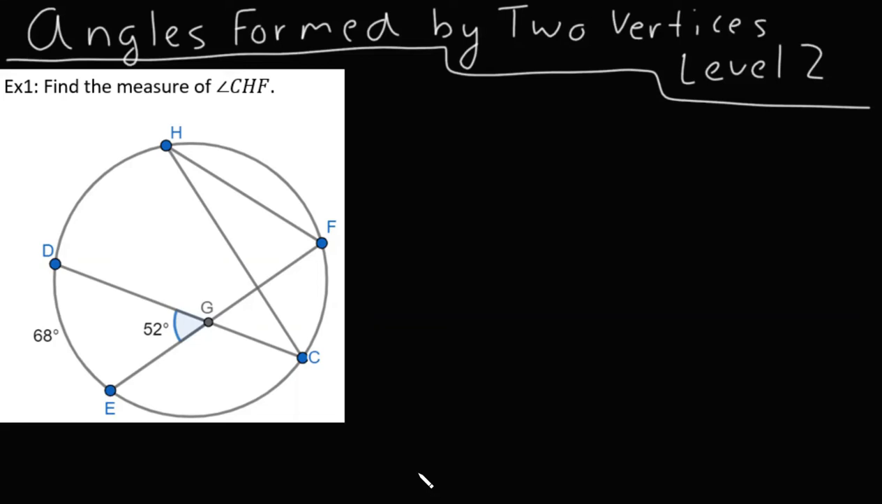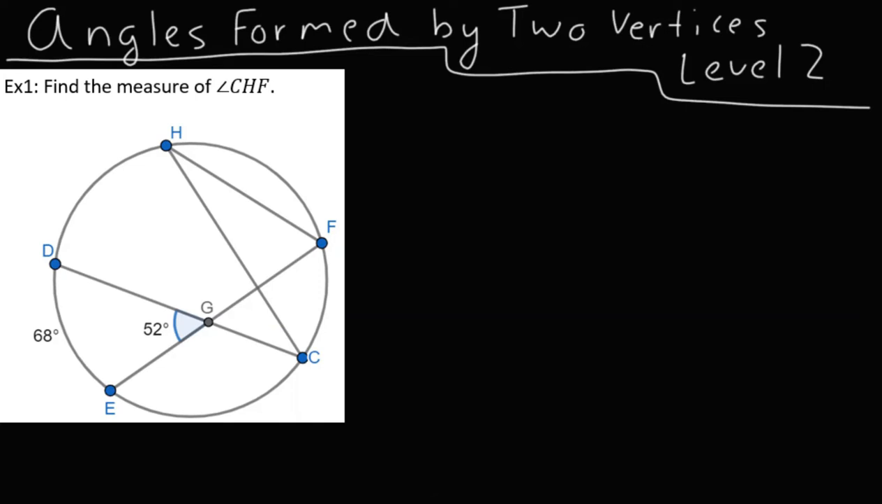Alright, welcome to Angles Formed by Two Vertices, Level 2. Now, in this video, we're taking a vertex that is on the circle and a vertex inside the circle, and we're going to combine both of these concepts. The reason that I chose this for the Level 2 video rather than Level 1 is because I think this is where it starts to feel a little bit cluttered. Now, how can we start this so it doesn't feel cluttered?